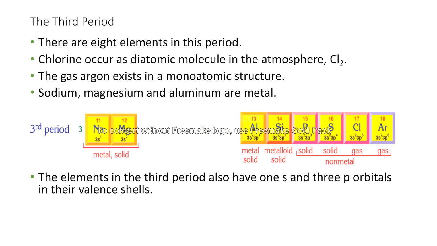The elements in the third period also have an s orbital, but they have 3 p orbitals in their valence shell. So we have s and p orbitals for sodium, magnesium, aluminum, silicon, phosphorus, sulfur, chlorine, and argon. Can you see? We have s for sodium and magnesium, but then for aluminum there is sp, sp, sp, and so on.